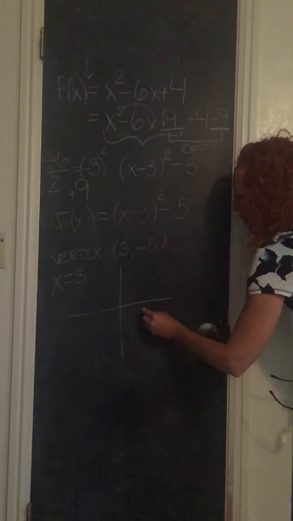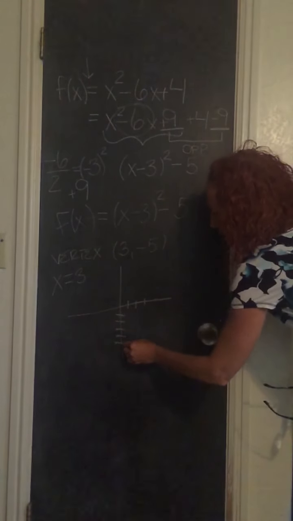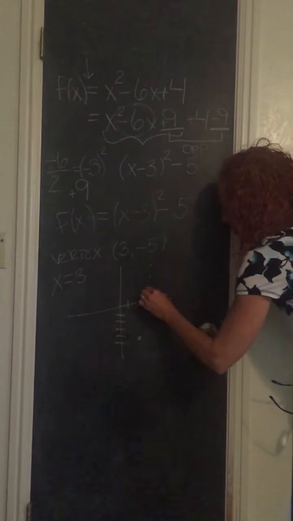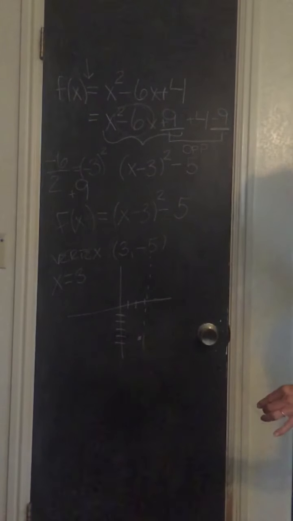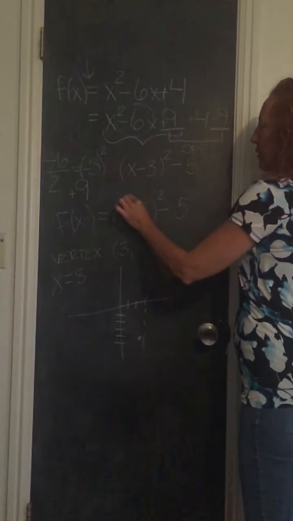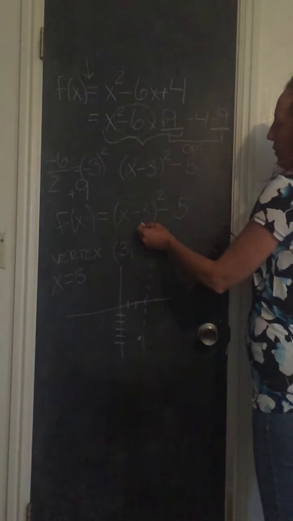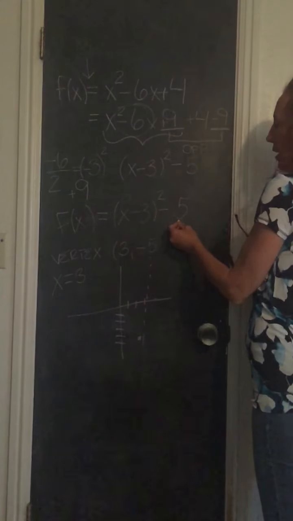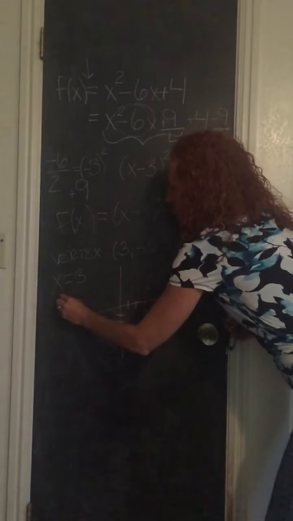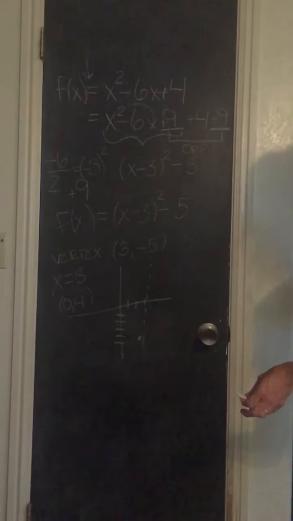So if I graph this, I'm at 1, 2, 3, down 5. There's my axis of symmetry. If I plug in 0, how big of a number am I going to end up with? Negative 3 squared is 9. Take away 5 is 4. So I know the point (0, 4) is on my graph.